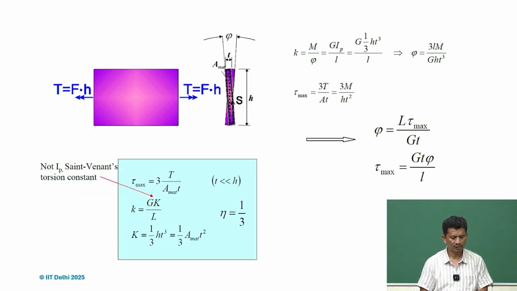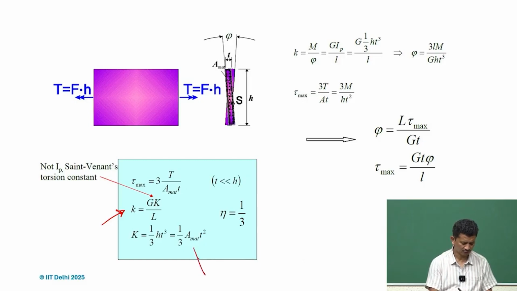And when you talk about the torsional stiffness or the rotational stiffness, we talk about the K here. So GK by L, and K, as we said, for circular cross sections is the polar moment of inertia, but for non-circular sections it's different, and we have to refer to the references for that. And for these kinds of sections, for thin sheets, this K value is 1/3 of the area of the material, which is H times T, and then T square.